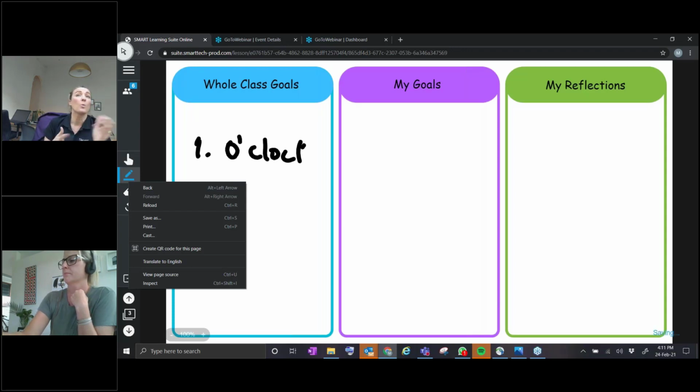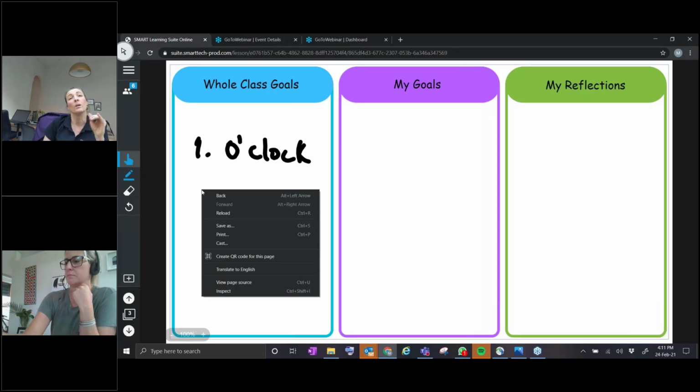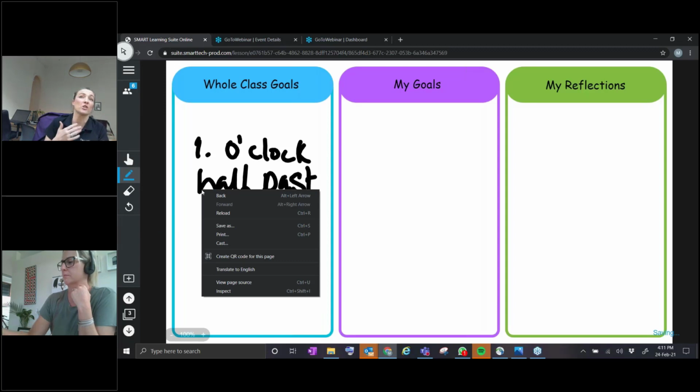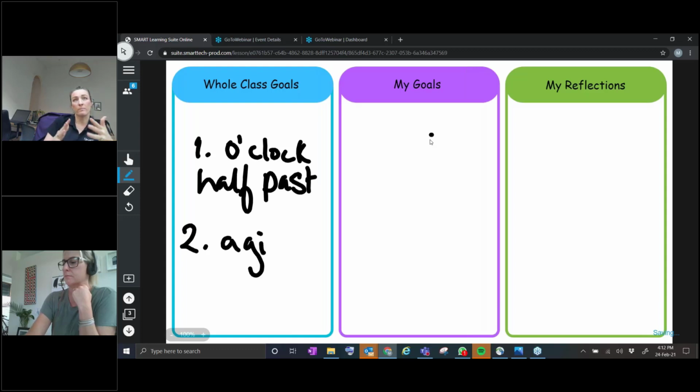So it might be we work together as a team, or we control our impulsivity, or we make responsible decisions. So it could be based on learning. It could also be based on behavioural or our work habits goal. So maybe I'm going to be agile in my thinking and flexible in my working. And then what I would do, so we would make it as a whole class.